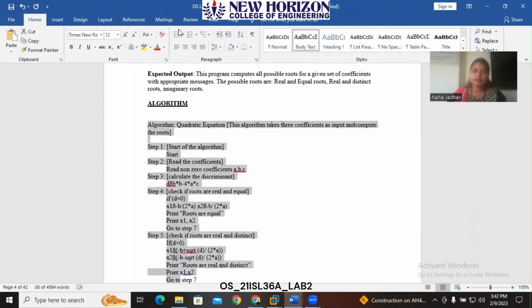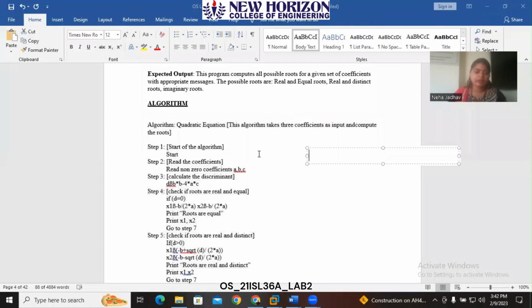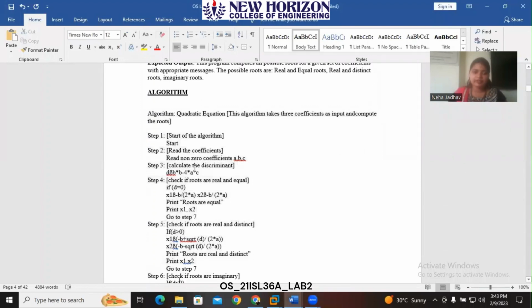So, first let me explain what exactly a quadratic equation is. A quadratic equation is like ax square plus bx plus c equals 0. This is the quadratic equation we will be having. So we need to find the roots of the quadratic equation by writing the formula. I'm clearing this. So this is what our algorithm is, and let me come to the program and give the explanation.